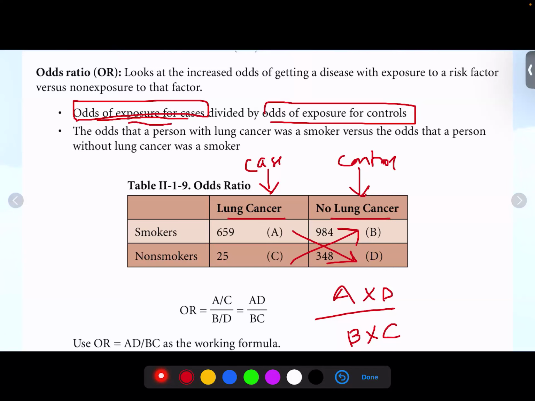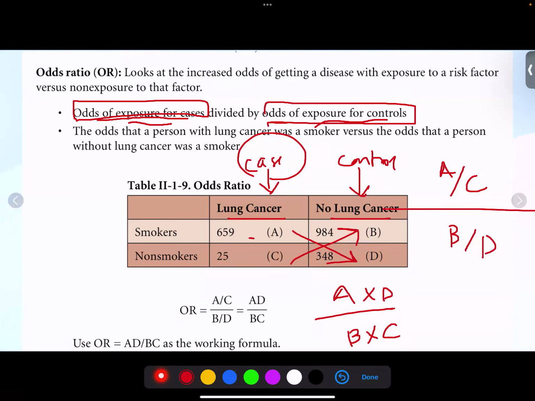Odds of exposure for cases means the odds of exposure, a smoker, A divided by C. This is the odds of exposure for cases. The second group is the odds of exposure for controls, B divided by D. So this is the division, A divided by C, B divided by D, and then it goes upward and downward, so A into D, B into C appears. An easy way to remember is that you just crisscross the table.